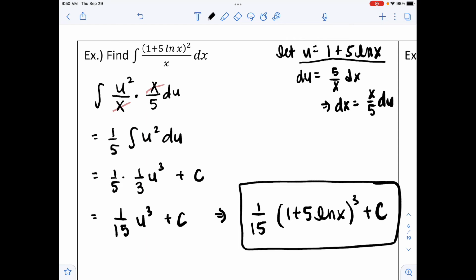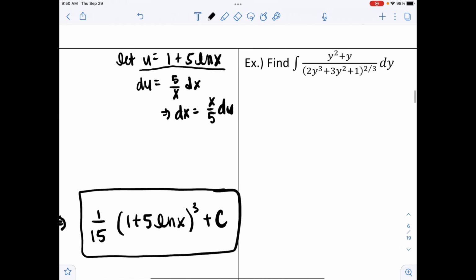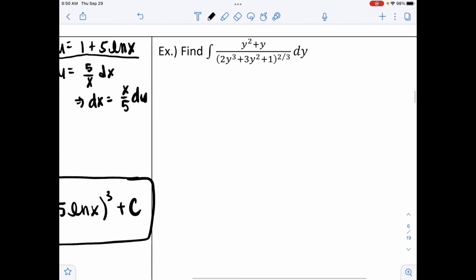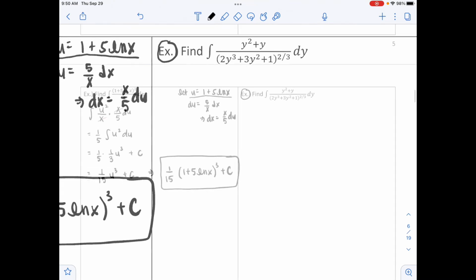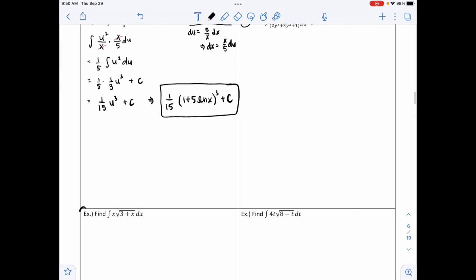The example right next to this one, I'm going to go ahead and circle, and we're going to look at this one together in class. The next example I'm also going to circle, and we'll look at that one together in class.